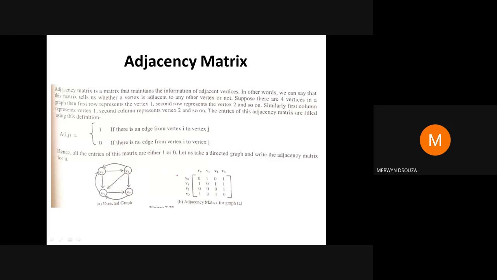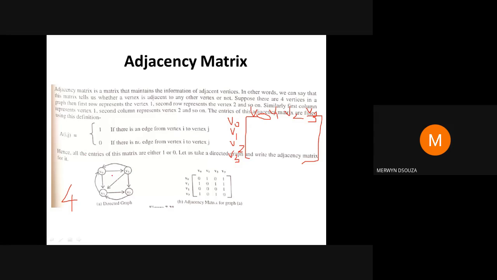It's pretty simple. First of all, you're going to draw a matrix. Your matrix size will be equal to the number of vertices in your graph. There are 4 vertices here, so your matrix will have 4 rows and 4 columns. You're going to name your rows and columns according to the names of your vertices. So let me just draw here. You're going to have V0, V1, V2 and V3. Similarly, you will have 4 columns: V0, V1, V2, V3.